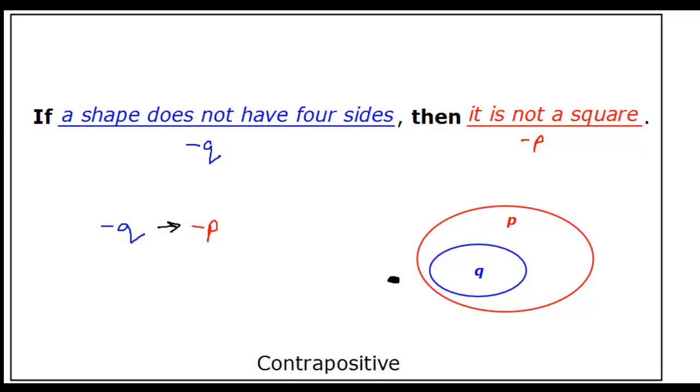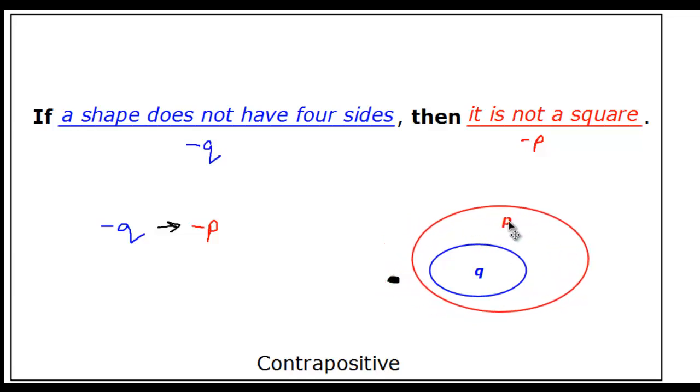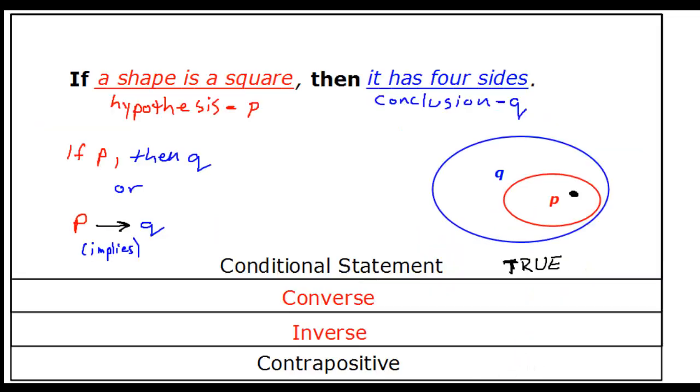Now is that true? Or could I have something that's not 4-sided, so that means it has 5 sides, but it is still a square? And the answer to that is definitely no. So this statement that this contrapositive describes is true. Okay, so when you close your book all back up, it should look like this.